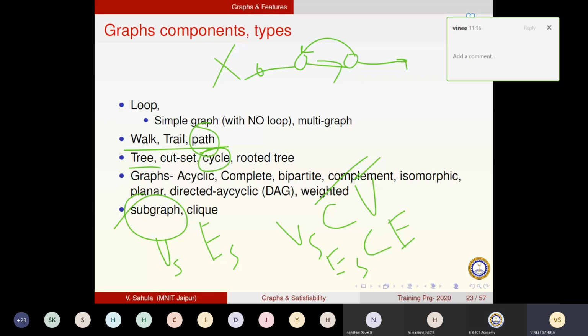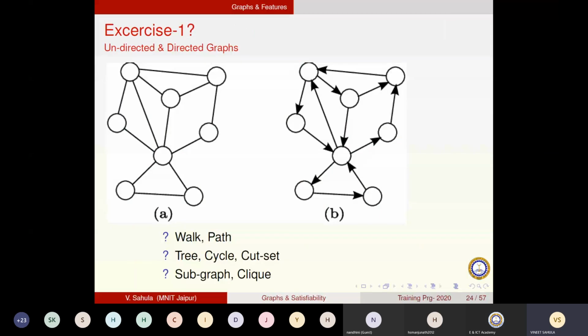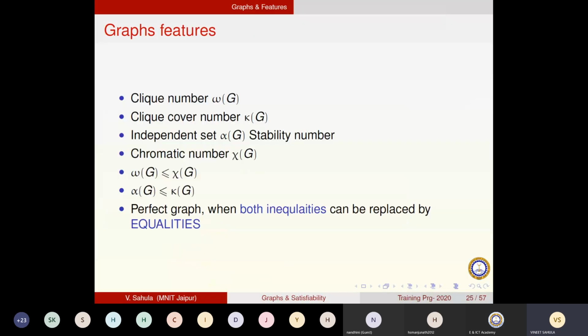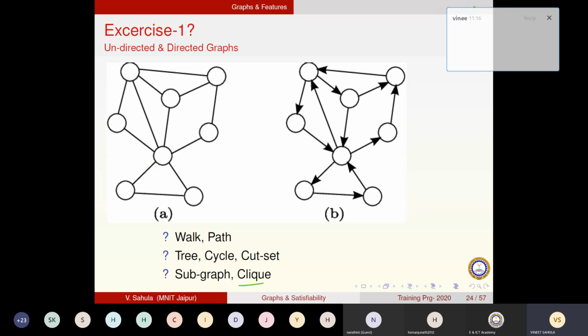So how many edges will be there for a clique? How many edges will be there? We'll do this clique a little later.